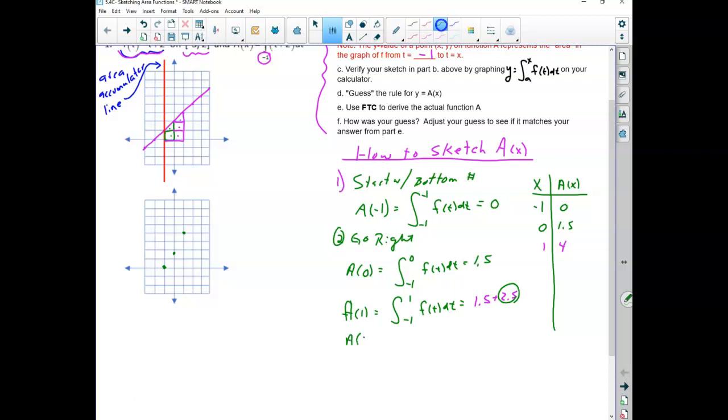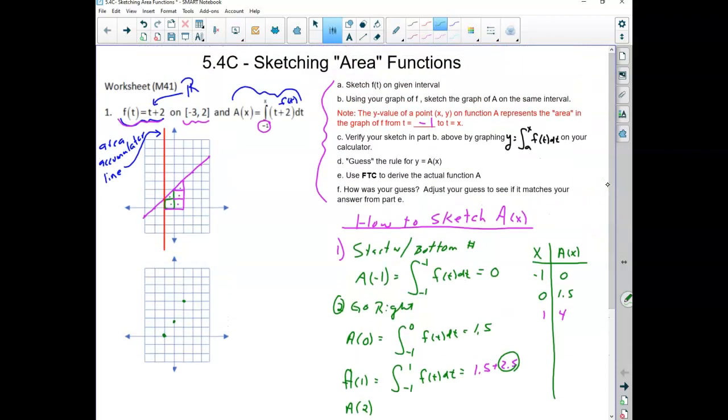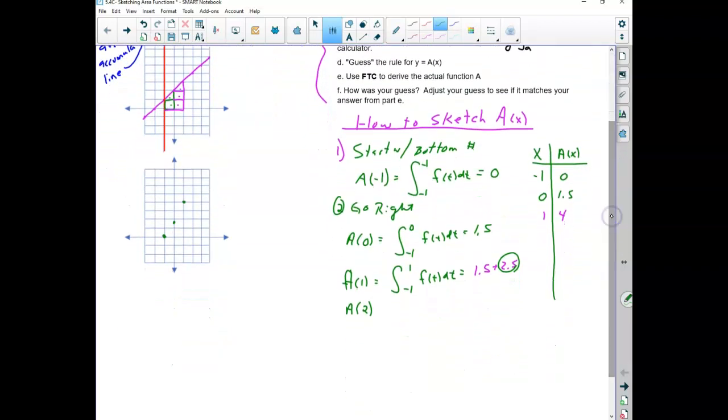Now I'm still going to find A of 2, because we are going on our interval from -3 to 2, so I still have to find A of 2. Well, that's going to be my integral from -1 to 2 of f of t dt. Well, check it out. That's going to be my area of 4 plus how much more I'm adding over here when I get to 2. Because remember, this is 0. So when I'm at 2, I'm adding 3.5 more. I can add 3.5 more, so 4 plus 3.5.